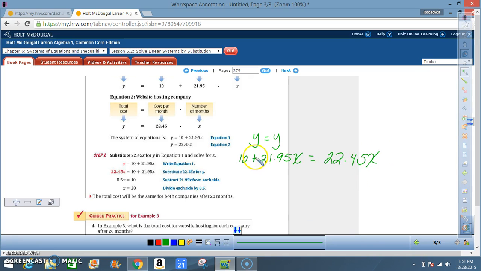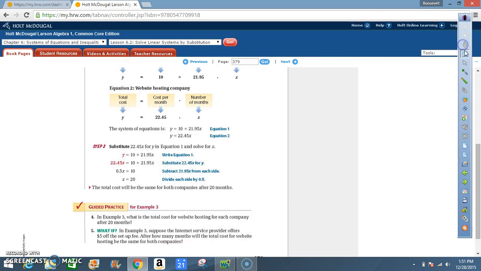That's another way of looking at it. Okay, y is equal to y. All right, now let's continue. Substitute 22.45x for y in equation 1 and then solve for x. So we got y is equal to 10 plus 21.95x. So in place of this y, I'm going to put this equation, 22.45x. It's the same as I had written up there in green, just an easier way to see it.